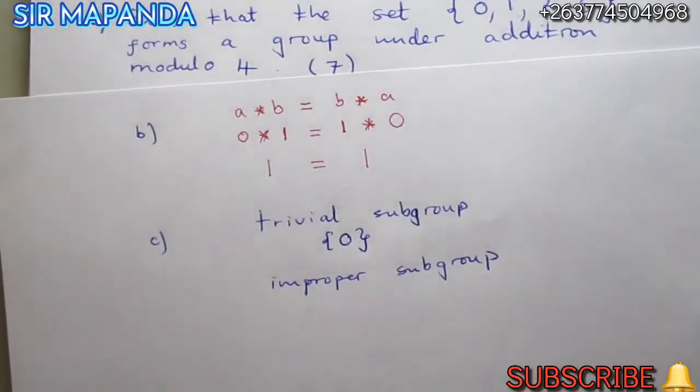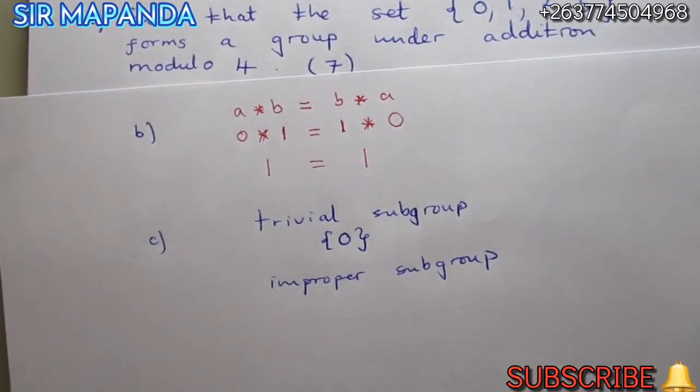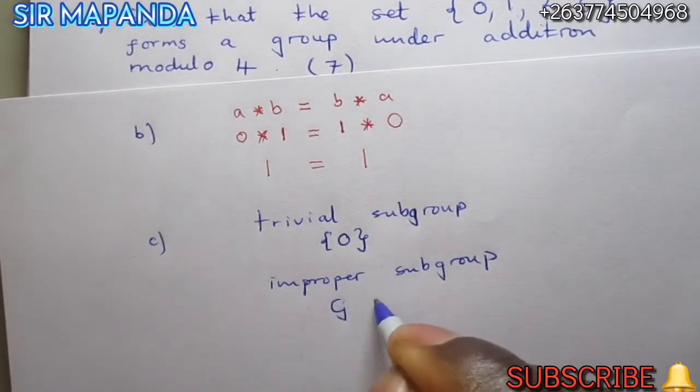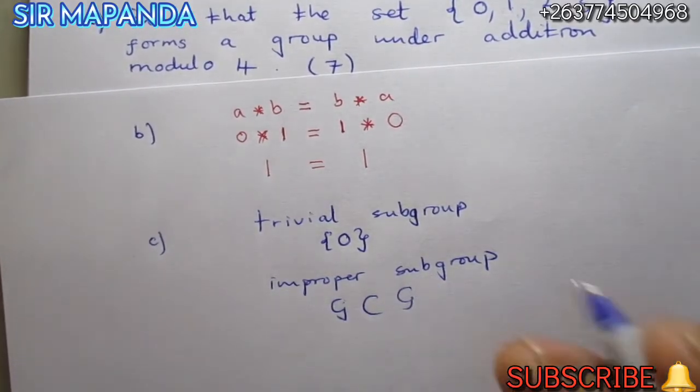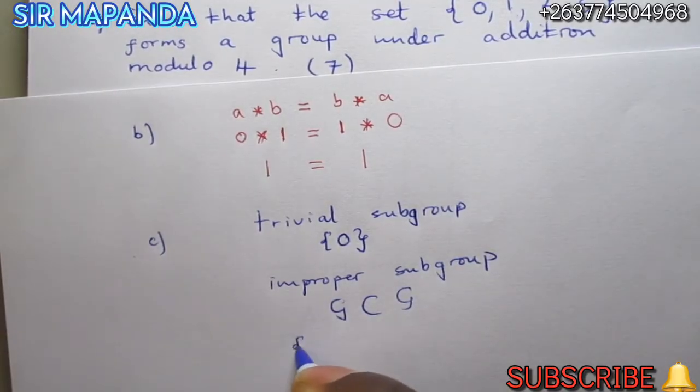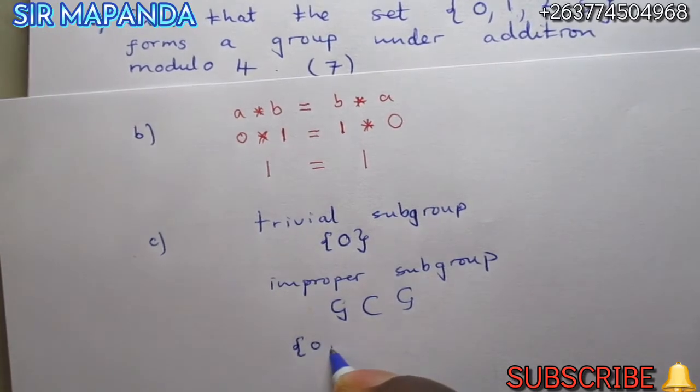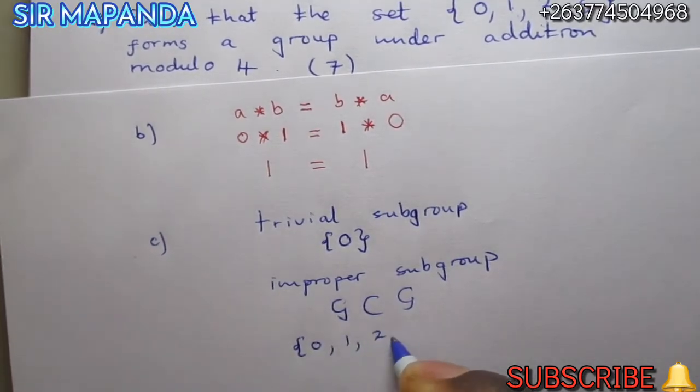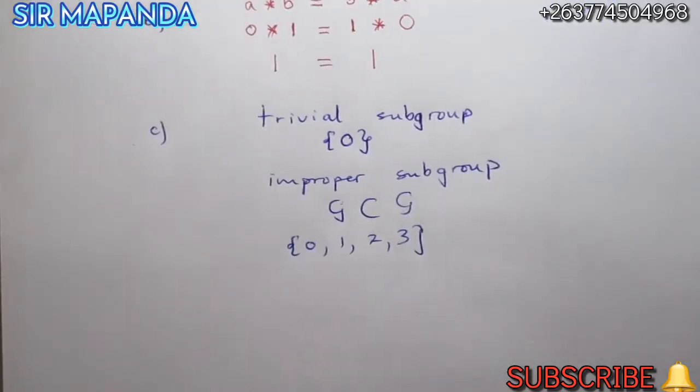The improper subgroup is made up of the original group itself, from the fact that the original group is a subset of the group. I hope you are following. G is a subset of G. So for the improper subgroup, you just need to give the original set as it is, 0, 1, 2, and 3. Then you are done. I hope you are following.